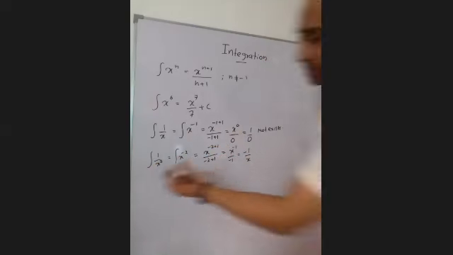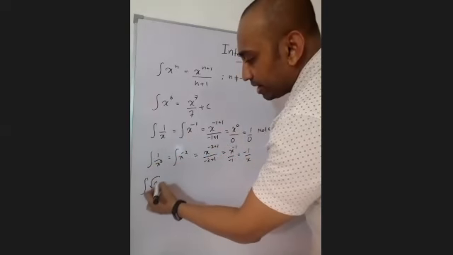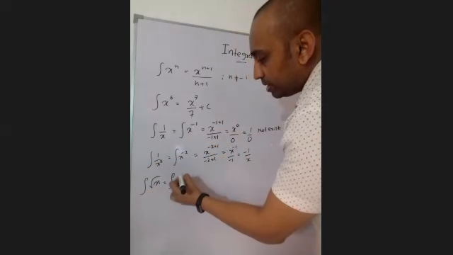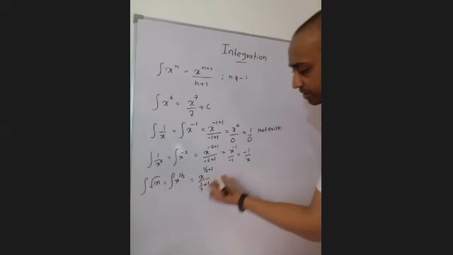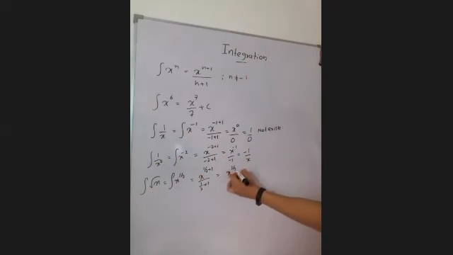For fractional powers too, the same thing does not make any impact. For x to the power half, that is x to the power half plus 1 over half plus 1, that is x to the power 3 over 2 over 3 over 2. So with any other values except minus 1, this integration is valid. That is the part we have to understand.